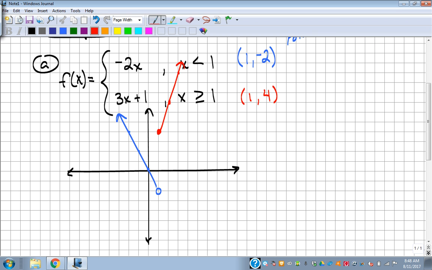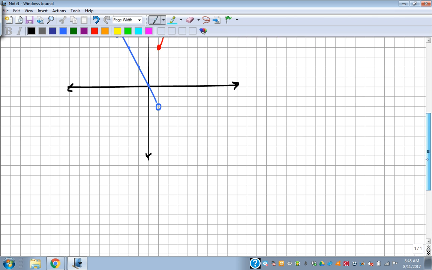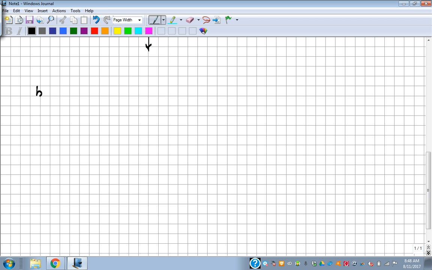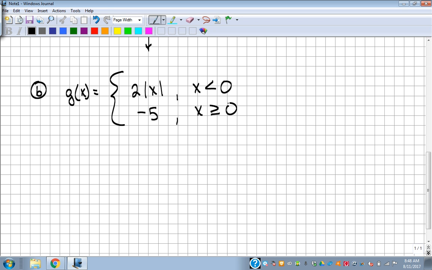Okay. Let's look at this one. g of x, piecewise defined function with 2 absolute value of x for all x's that are less than 0, and then just a negative 5 for x's that are greater than or equal to 0.